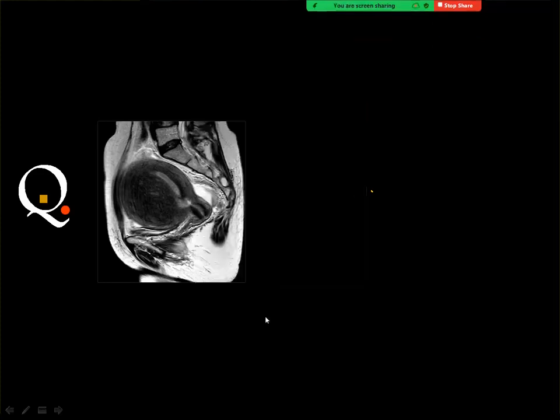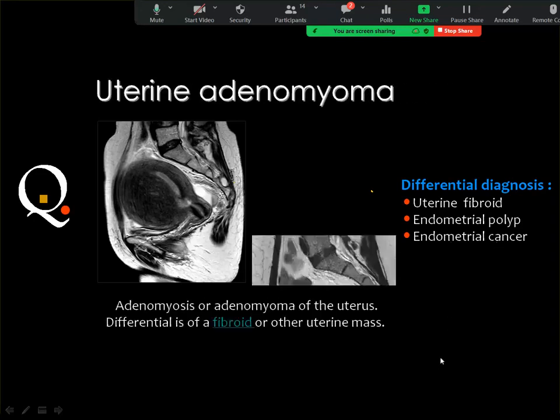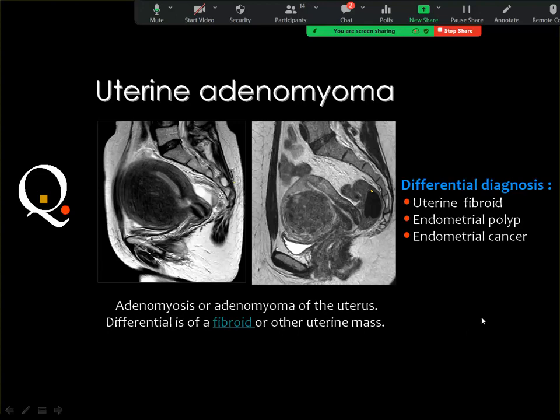Adenomyosis, very good. And if you got a lesion like this, the differential diagnosis may include uterine fibroid, endometrial polyp, or endometrial cancer. But you know the major difference between uterine adenomyosis and fibroid is in the definition of the margin. The uterine fibroid is usually of a well-defined circumscribed margin, clearly separable from the adjacent myometrium.